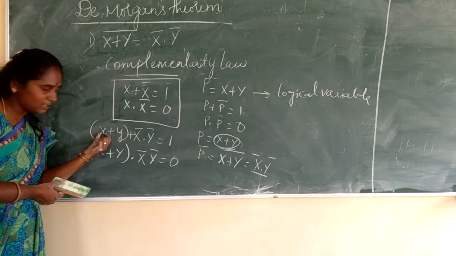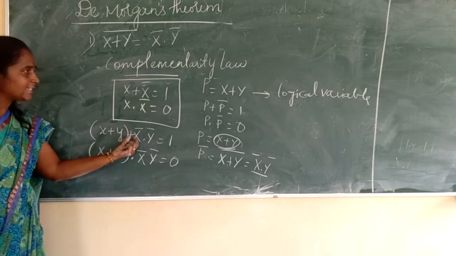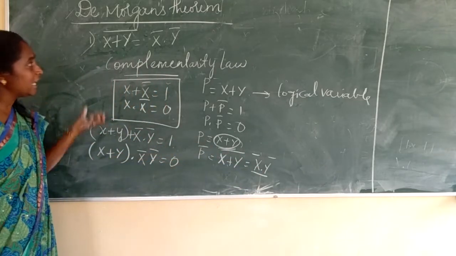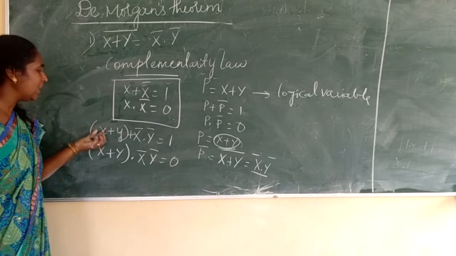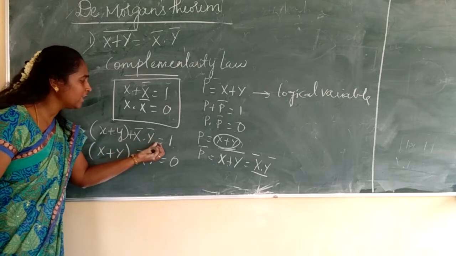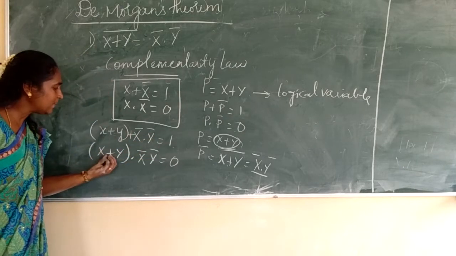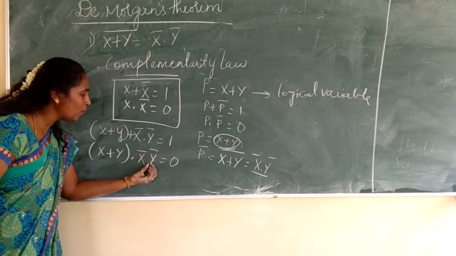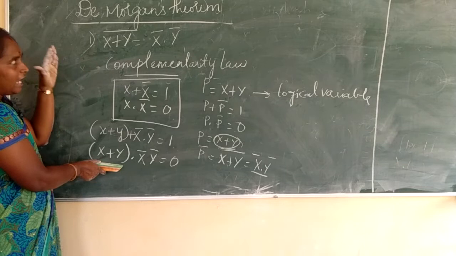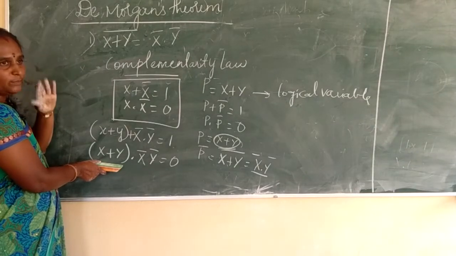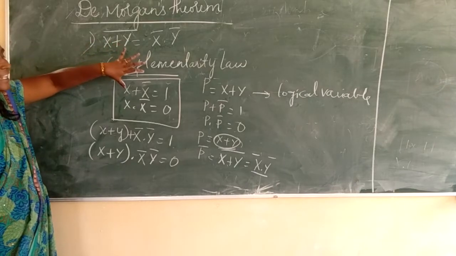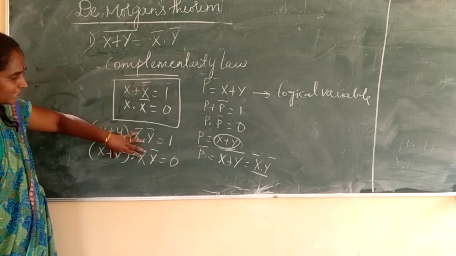This p stands for x plus y, and p bar stands for x bar y bar. So we have to take the complementarity law and prove that (x + y) plus x bar into y bar is equal to 1, and (x + y) into x bar y bar is equal to 0. Once again, these are very important theorems. Either they ask for a 5-mark question to explain both the first and second theorem, or just one theorem. So you are going to take the complementary law into consideration. When you understand this, you can do it.